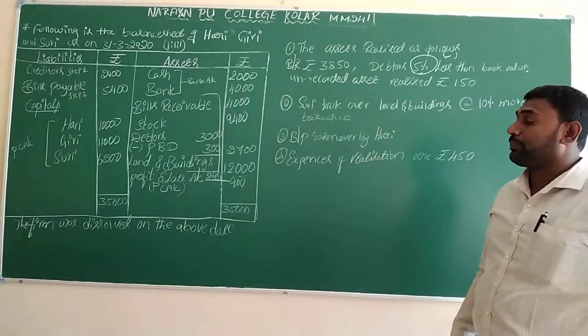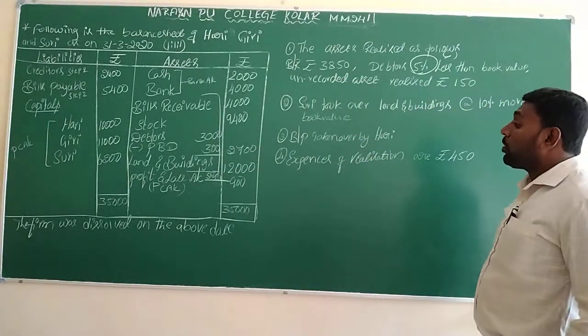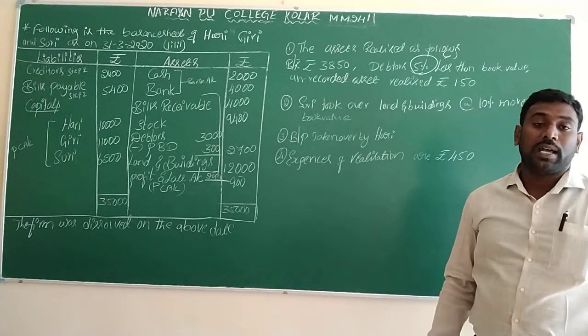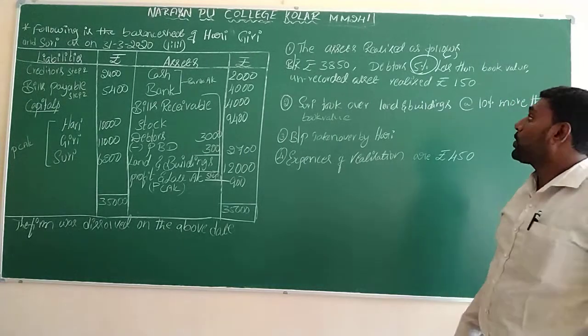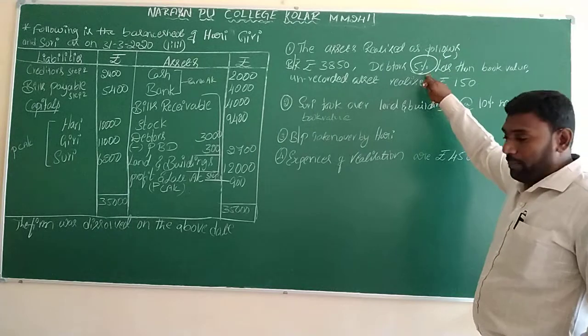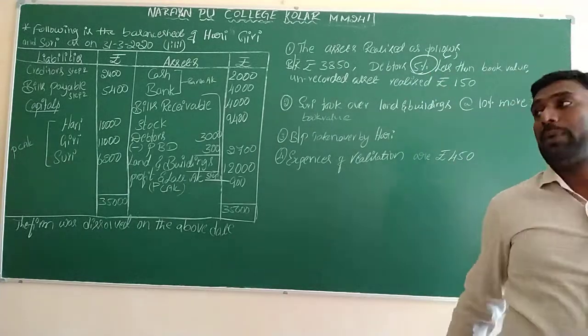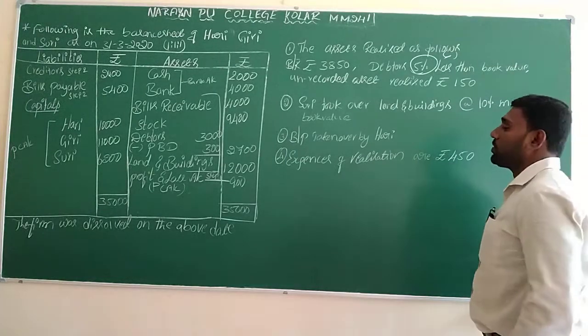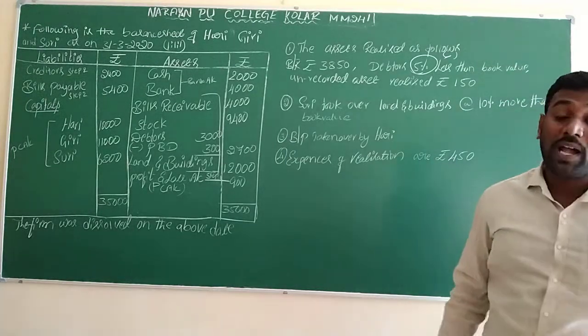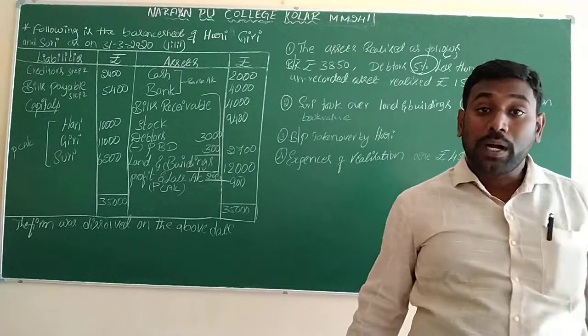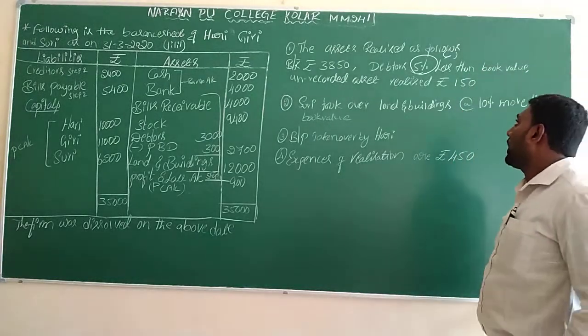Here the book value of debtors we consider as 100%. So 100% minus 5% gives us 95%. So 95% is the present market value of debtors. We have to work out how much that 95% amounts to.